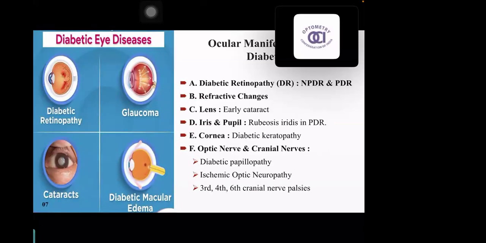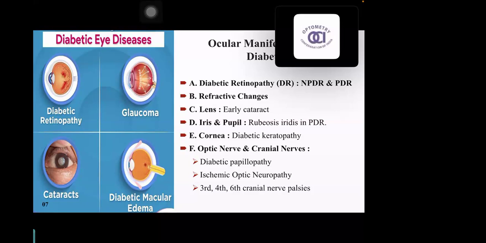Now that we have understood the underlying mechanism, let's list the major ocular manifestations we see in diabetic patients. First is diabetic retinopathy. Again, it is divided into non-proliferative and proliferative forms. Then second is refractive changes due to fluctuation in blood sugar levels, lens changes such as early cataract formation, iris and pupil changes such as rubeosis iridis, which can subsequently develop into neovascular glaucoma.